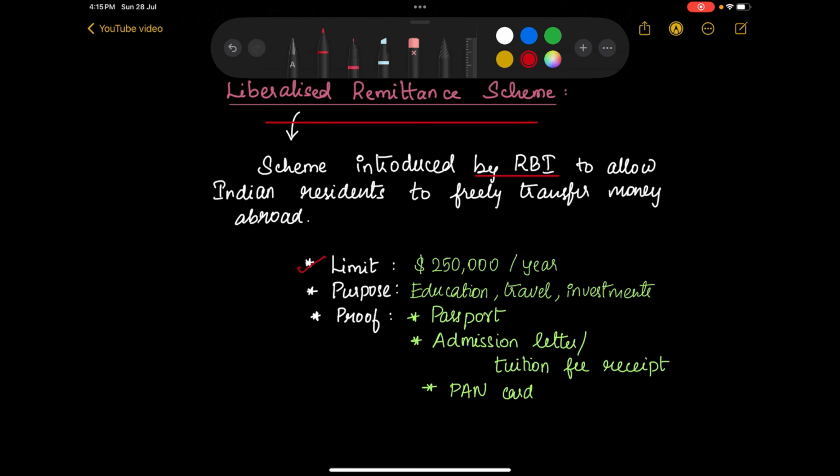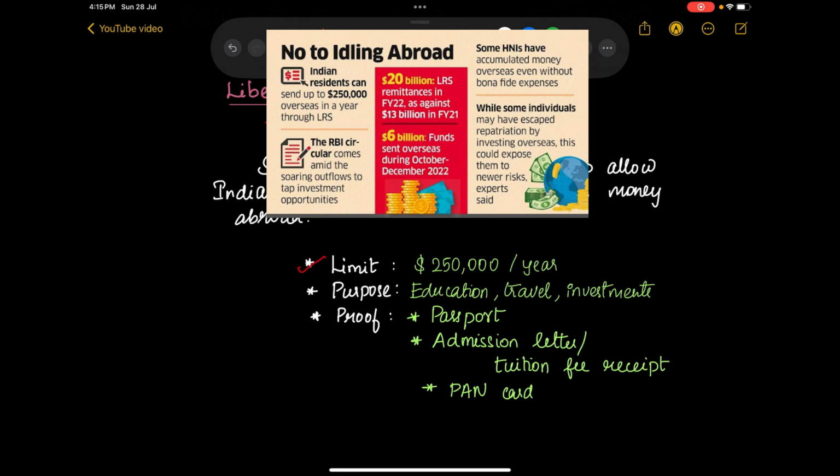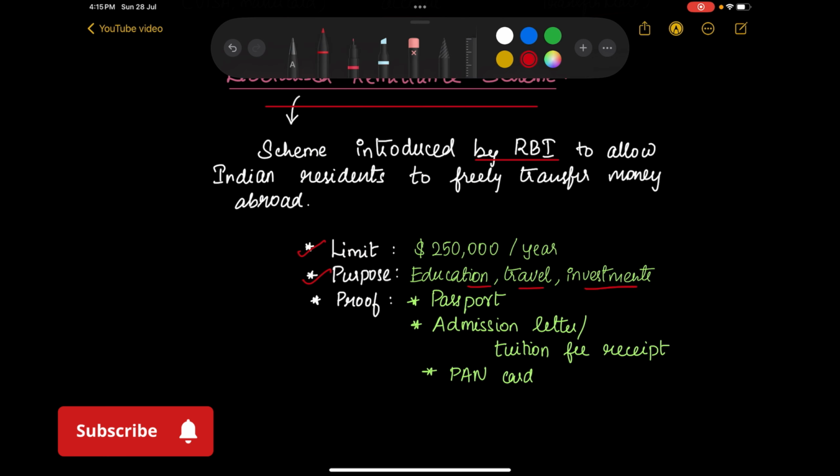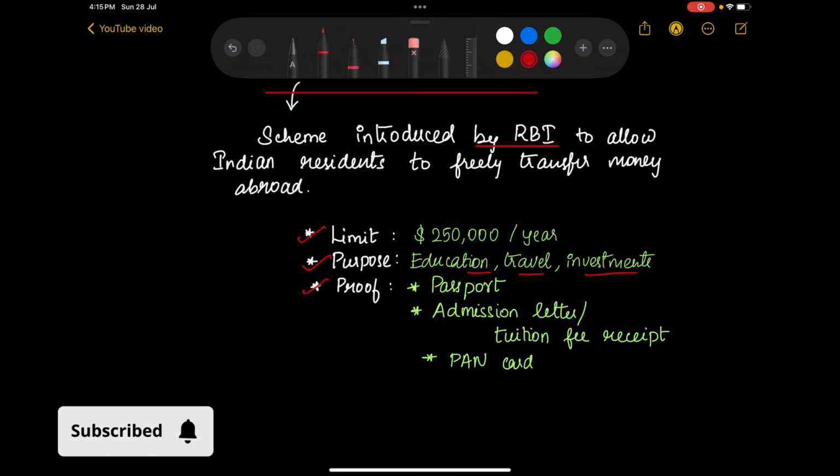The first is limit, which is that you can send up to $250,000 per year. You'll have to state or define the purpose for transferring funds, which can be education, travel or investments. After that, you'll have to show them proof. You'll have to provide your passport, your visa, your admission letter or the tuition fee receipt and your PAN card.